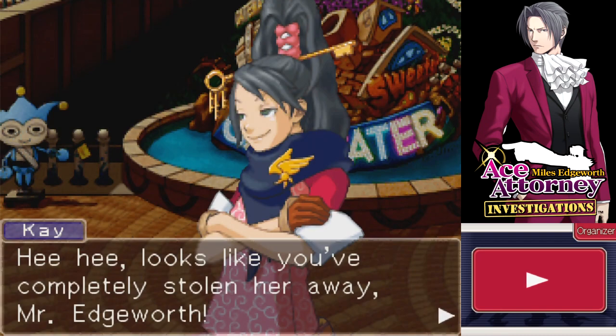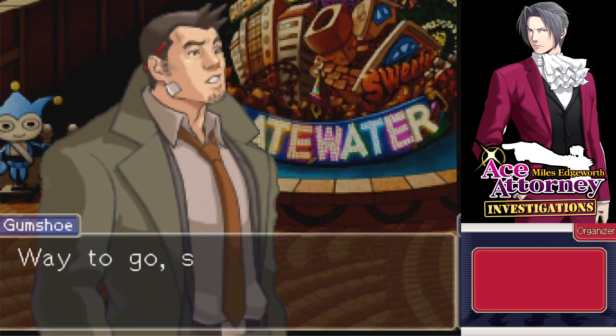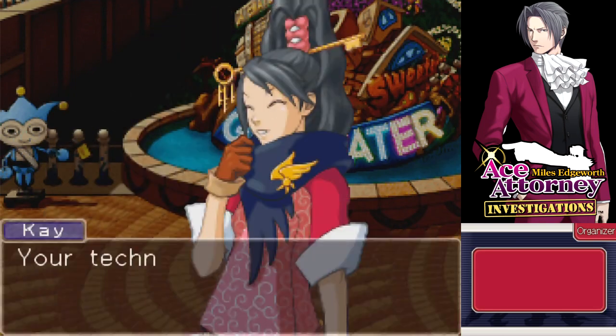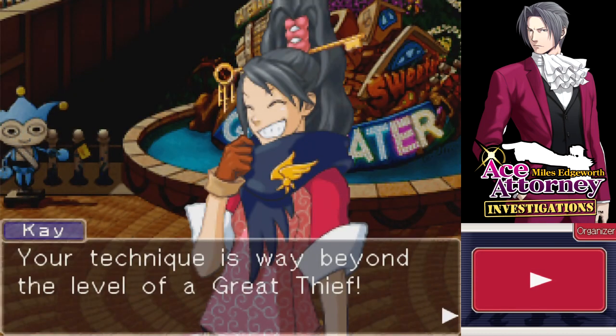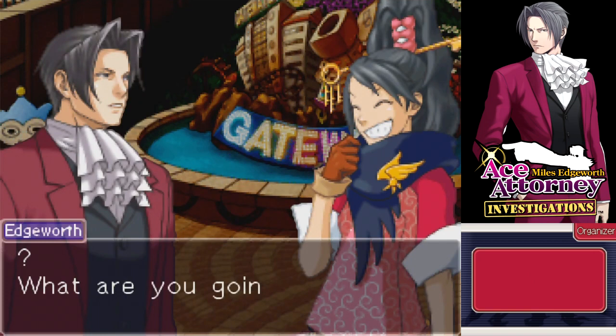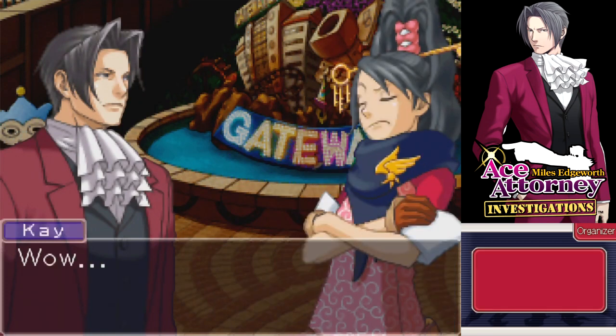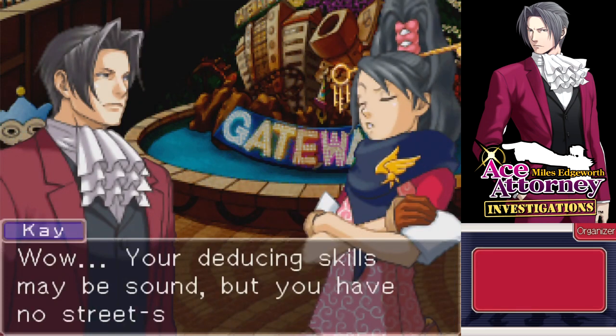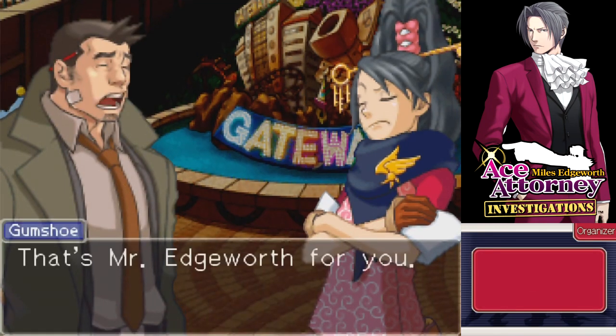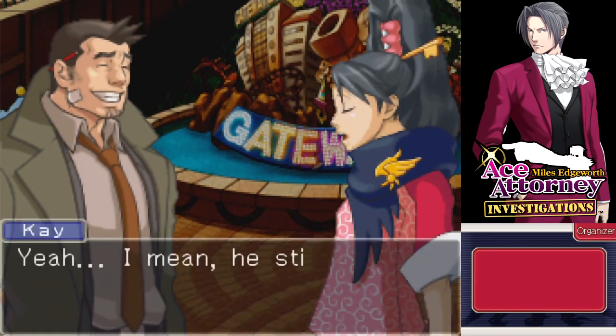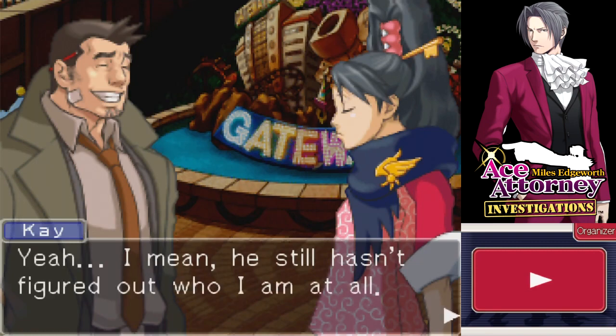Looks like you've completely stolen her away, Mr. Edgeworth. Way to go, sir. Your technique is way beyond the level of a great thief. What are you going on about now? You stole her heart. Wow, your deducing skills may be sound, but you have no street smarts. That's Mr. Edgeworth for you. Yeah, I mean, he still hasn't figured out who I am at all.